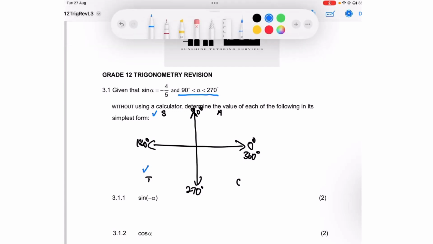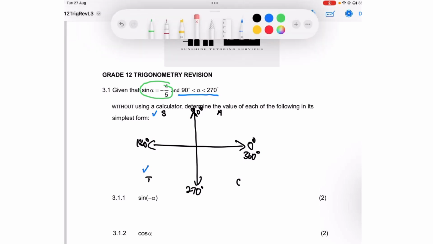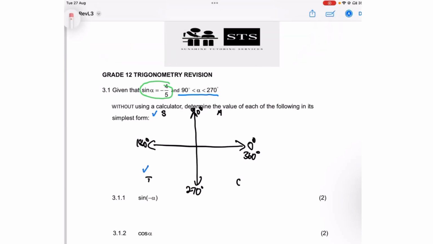However, we must use the sign of our trig ratio. In this case, the sign of our trig ratio is negative. So because our trig ratio is negative, that means you must draw it where sine is negative. So we need to put a tick where sine is negative.